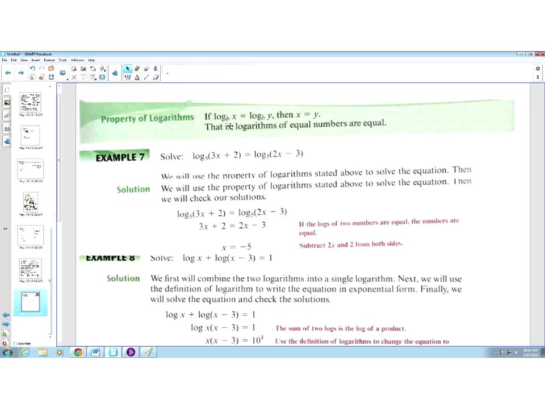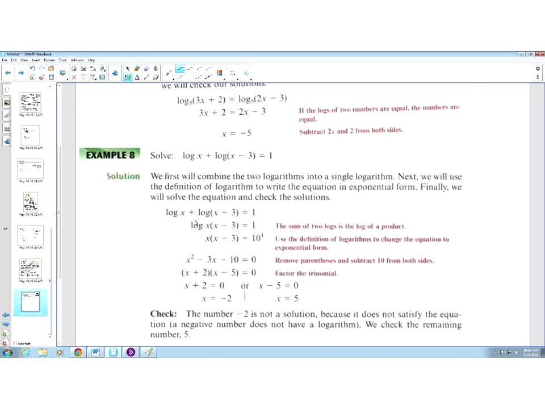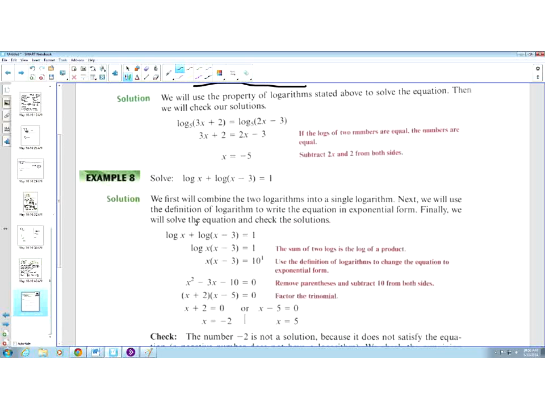So here's another property of logarithms. If log base b of x is equal to log base b of y, then x equals y. All right, so for instance, look at this. If we want to solve for x in this logarithmic equation right here, the logarithmic bases are the same. So 3x plus 2 is equal to 2x minus 3, so x is equal to negative 5. Here's another example where the bases are the same.